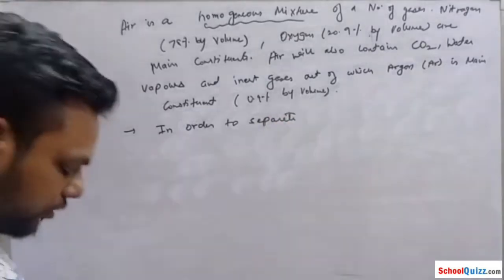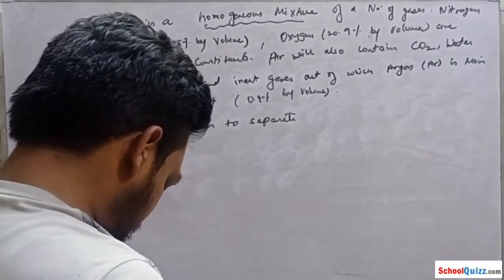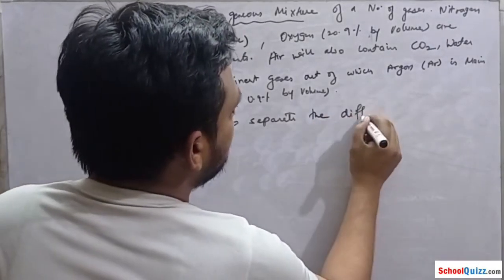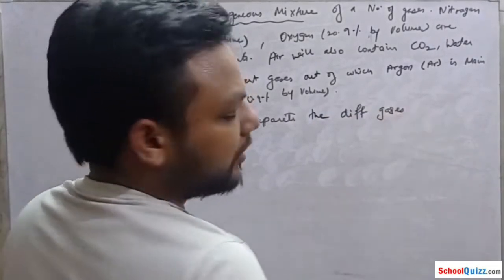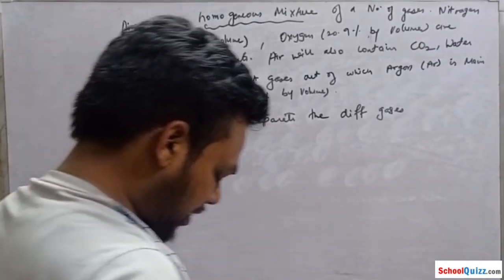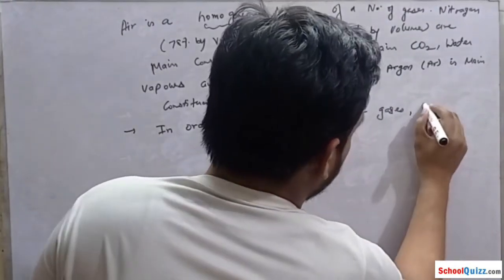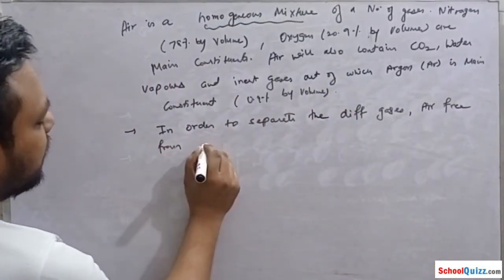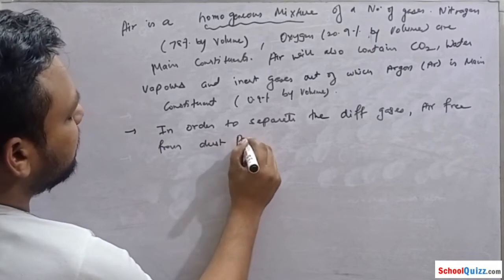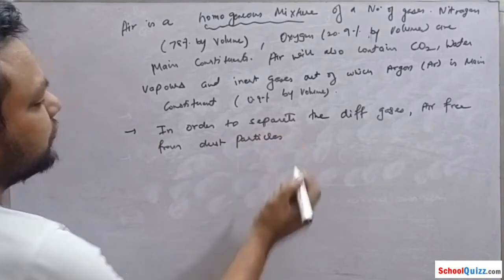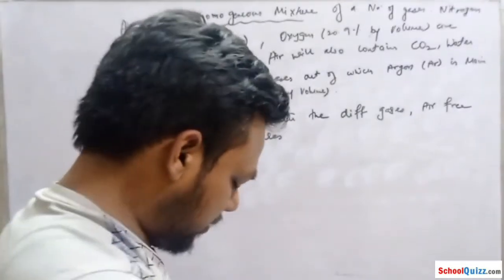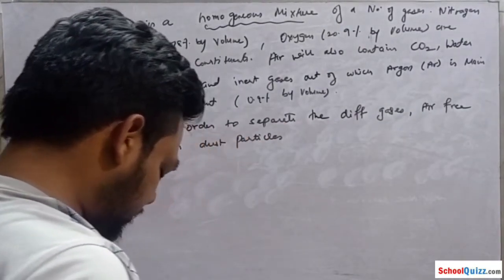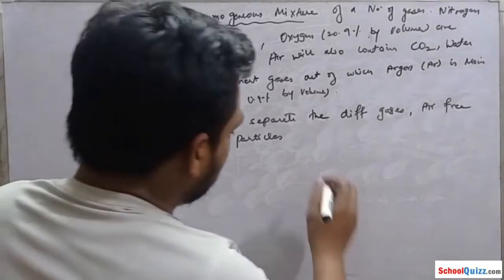So in order to separate the different gases, we will use air free from dust particles. Like air which is free from dust particles. Air free from dust particles is first passed through caustic soda.